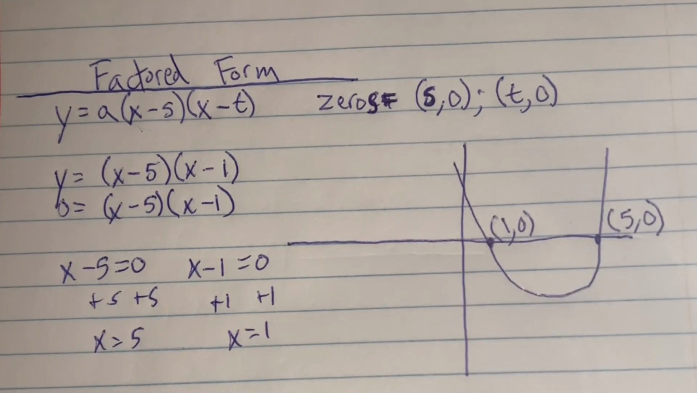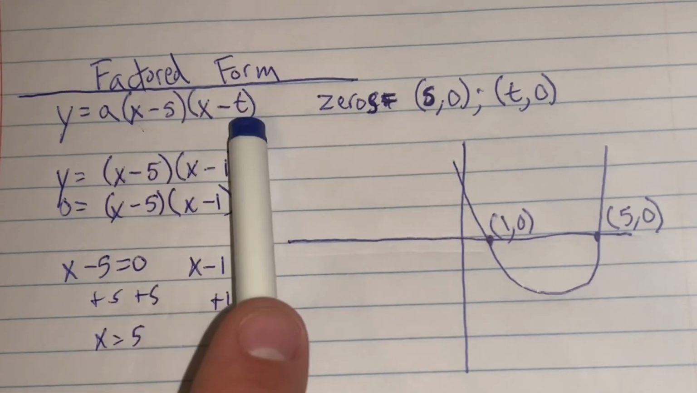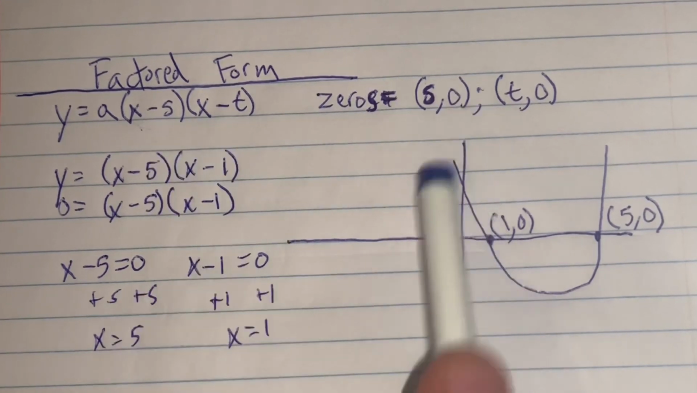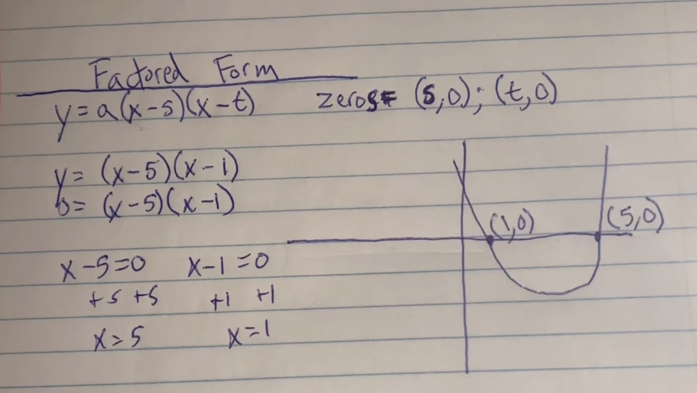All right, so here you see these two numbers, s and t. So we flip the sign on those, and then whatever those values are going to be our zeros in the equation. Very useful for graphing.